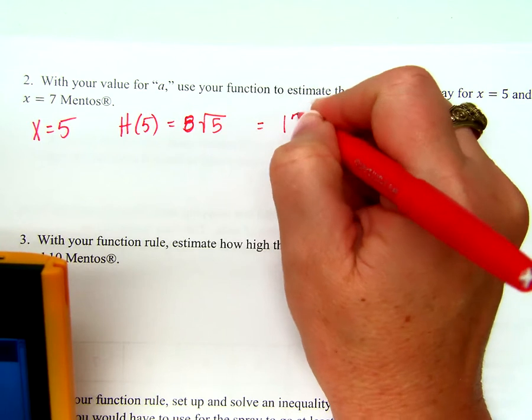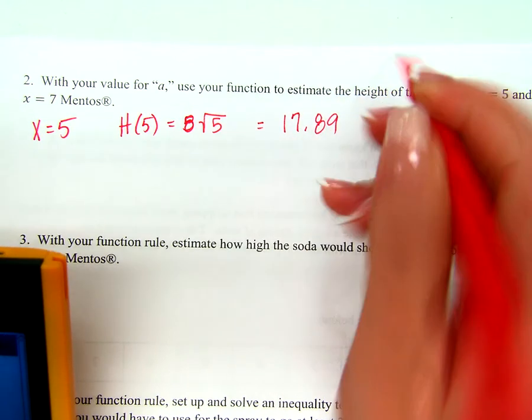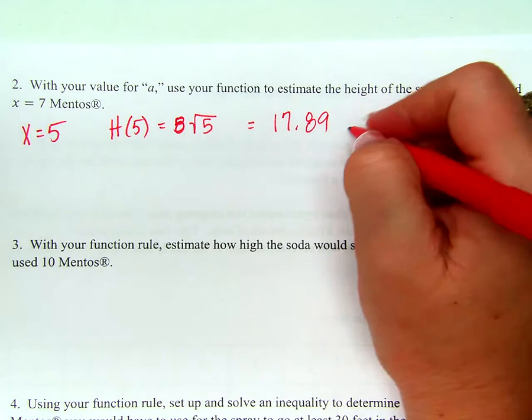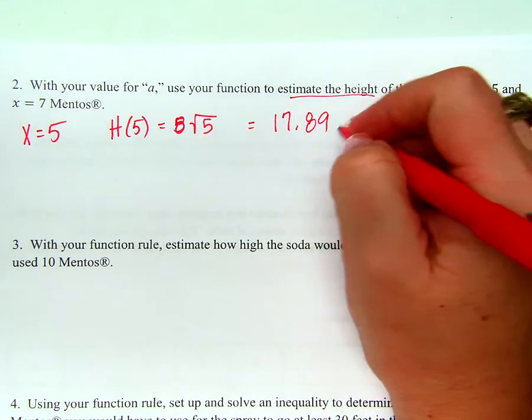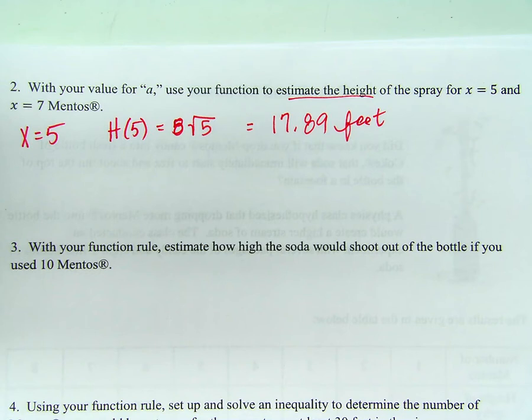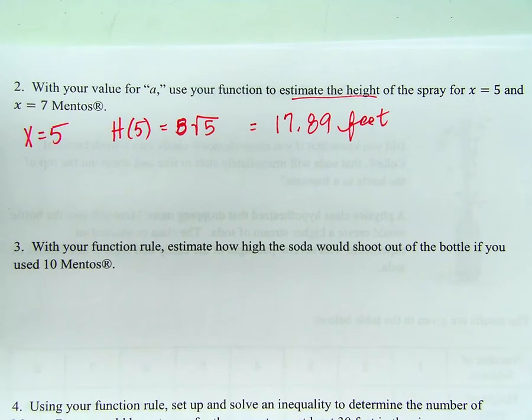Okay, so we can go with 17.89. That's fine with me. 17.89 what? Feet. Because we're estimating the height, right? Whoa, feet. Sorry, my writing is messy.